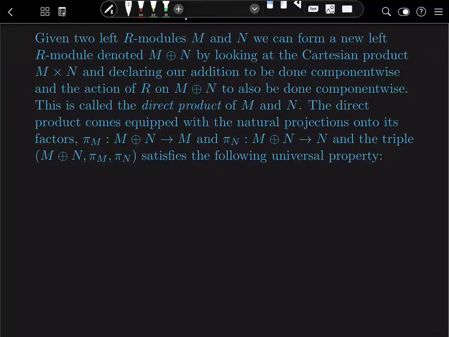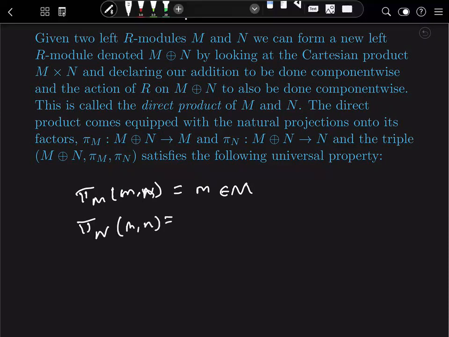Now, the direct product comes equipped with the natural projections onto its factors. We denote these pi sub M and pi sub N. If we recall, pi sub M takes a pair (m, n) and maps it to m in M, and pi sub N takes a pair and maps it to n in N. So we're just projecting onto the first factor and projecting onto the second factor.